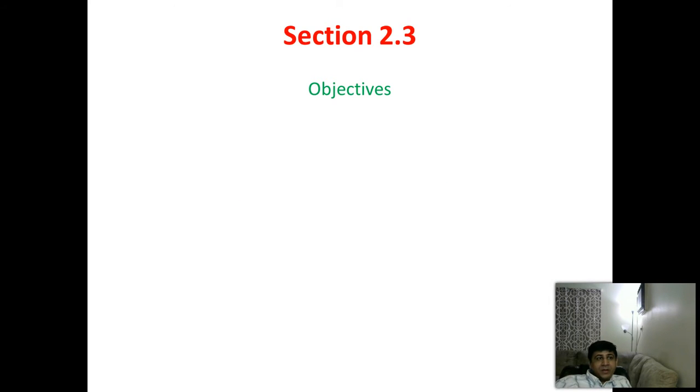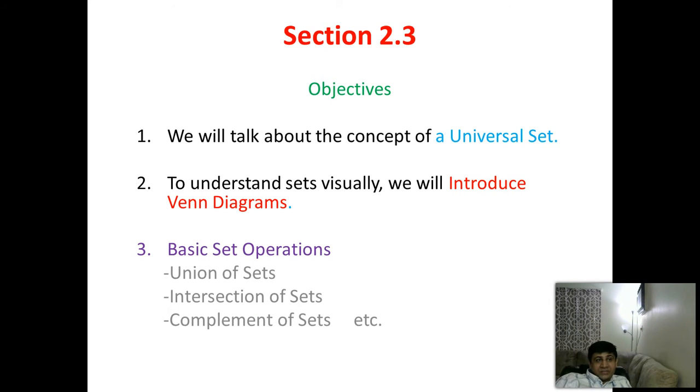Okay. In today's lecture, our main objectives are to understand the concept of universal set and the concept of Venn diagrams. In addition to that, we will also talk about some basic set operations such as union of sets, intersection of sets, complement of sets, and we'll look at some examples where we will find union, intersection, and complement of different given sets here.